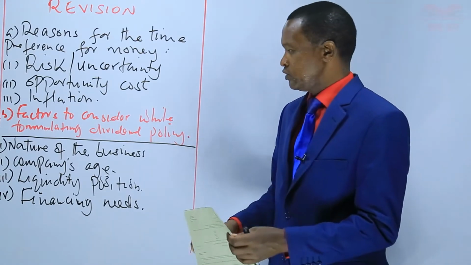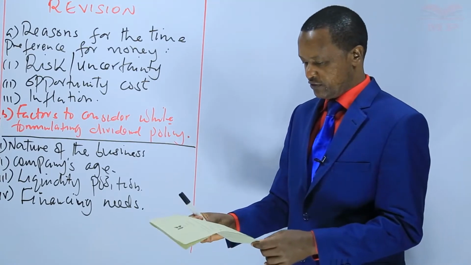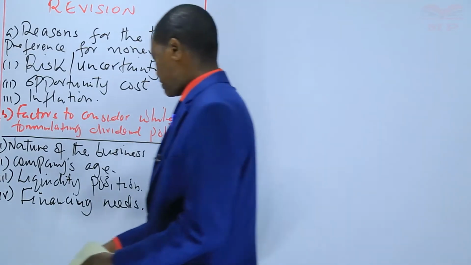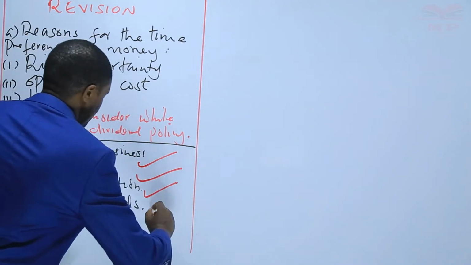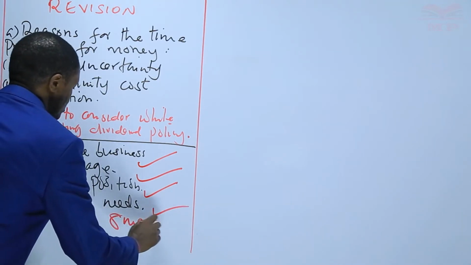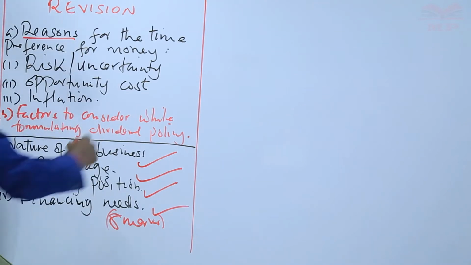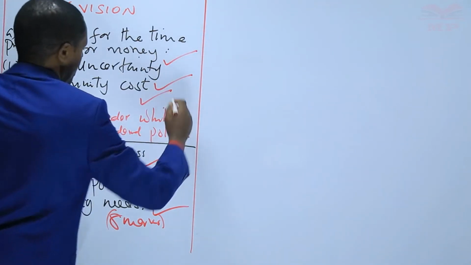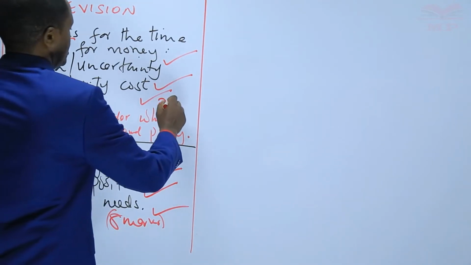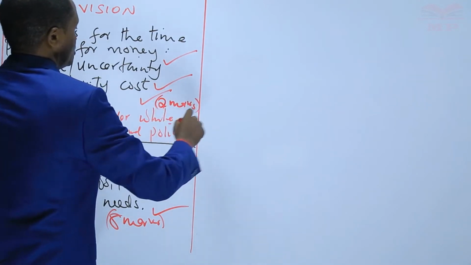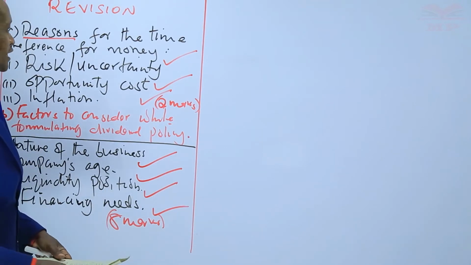So these are 4 factors. The candidates were required to give 4 factors, 8 marks. 1, 2, 3, 4, 8 marks. In part 1 here, these reasons, we gave 3 reasons. How many marks? 2 marks. 1 point, 1 mark. Candidates were to give just 2 reasons for the time preference for money.